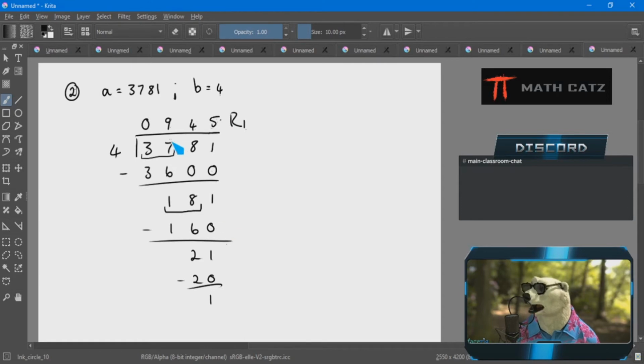The remainder could be 0, 1, 2, or 3. It's just not going to be 4, because then I didn't do my division right. So my original number of 7,381 can be split up according to 4 into 945 groups of 4 and a little remainder of 1. All right.